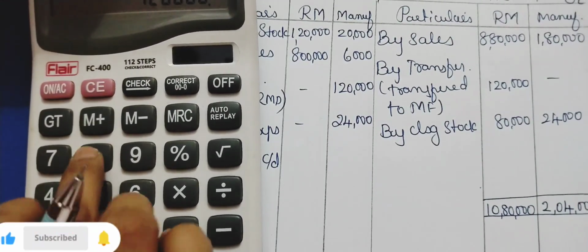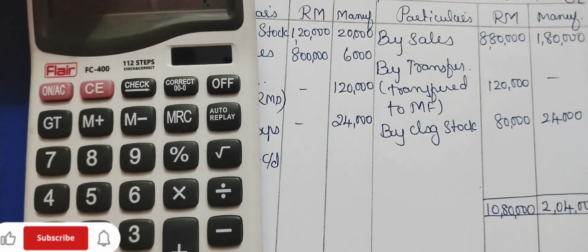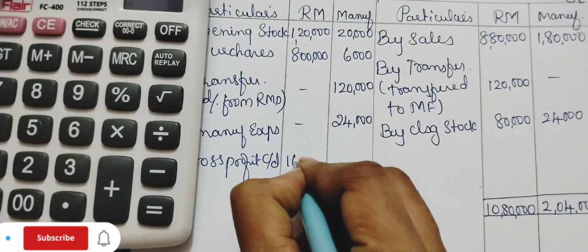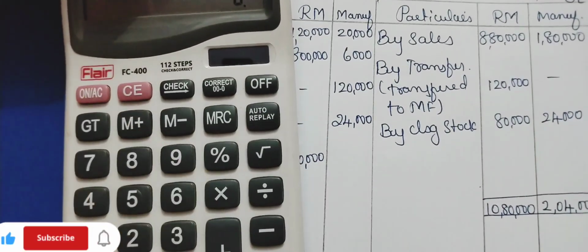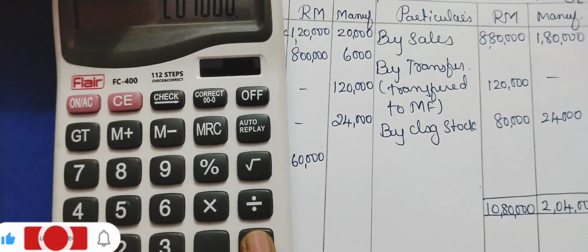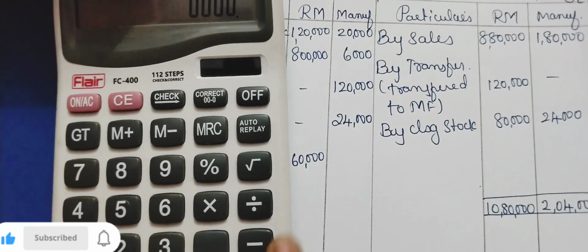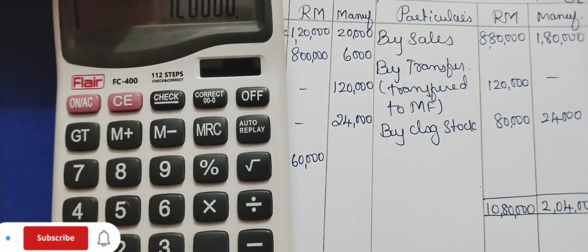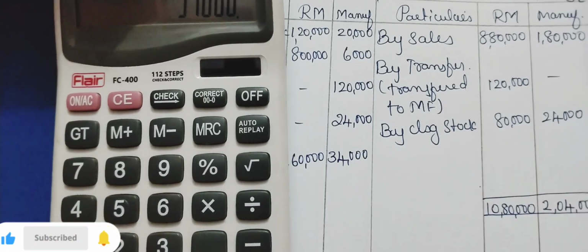Now 1,20,000 plus 8,00,000 is 9,20,000. Minus 10,80,000, 1,60,000 is the profit of the raw material department, and 2,04,000 minus 20,000, 6,000, 1,20,000, 24,000, 34,000 is the profit of the manufacturing department.